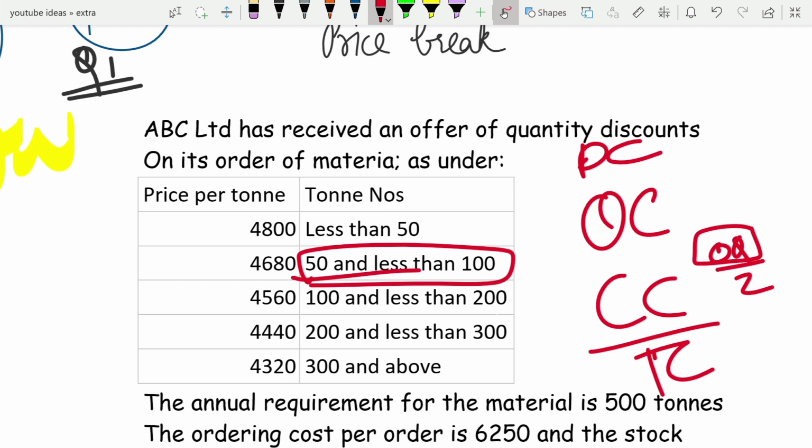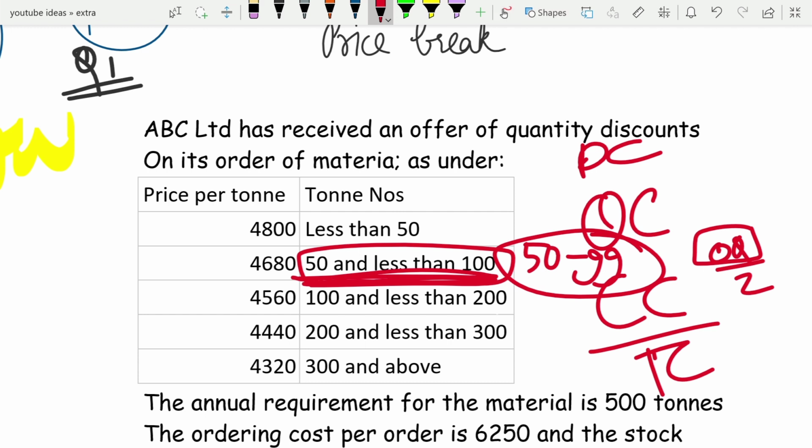Here now, since they have given the order quantity in a range, that is 50 to less than 100, which means from 50 to 99, how are you going to select the order quantity, or how are you going to find out the ordering cost of the range? There might be a lot of confusion. First we are going to see the format of how you have to solve the questions, and after that I will tell you how you have to actually solve it.